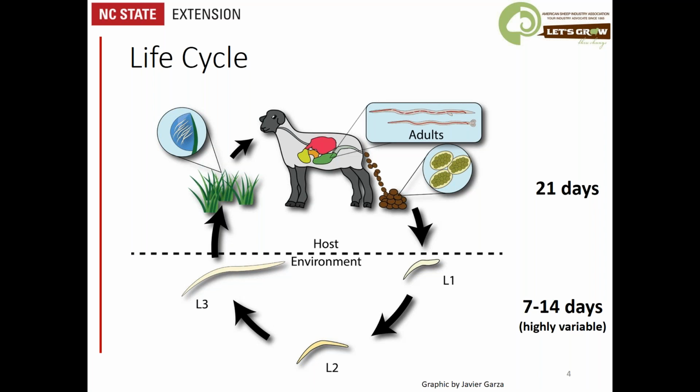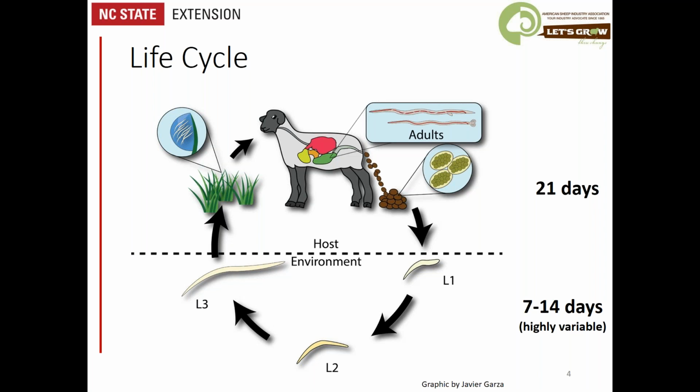Now, the L3 stage is very important. The L3 stage is the only infective stage to the host. So the sheep can consume as many L1, as many L2 larvae as they want, and they'll never get infected. It's only the L3 that can infect the host. And the development of this parasite, or the life cycle of the parasite, does not continue past the L3 stage until it's inside the host. So they get to the L3 stage and they hang out and they wait to be consumed before they continue on with their life cycle.